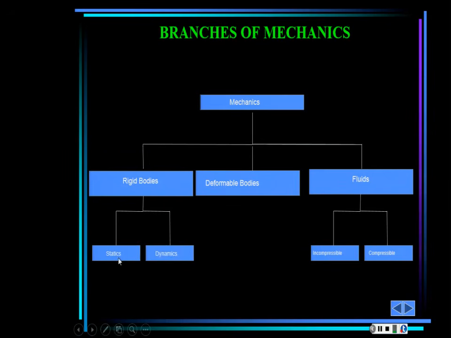What is the difference between statics and dynamics? No. Come on, guys. Why? Because it's moving, it's not static? No, that's not the definition.